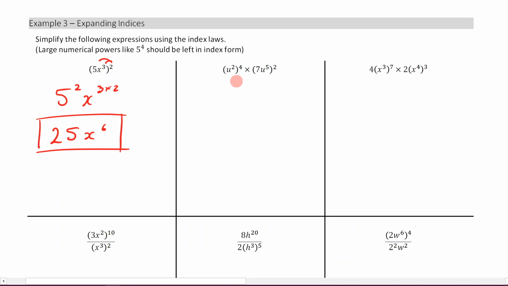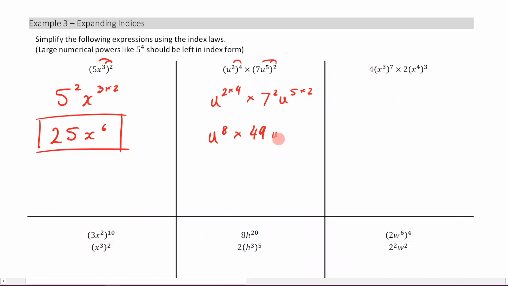We come over here. This is going to be 2 times 4. U to the 2 times 4. Then I multiply it. Here, this 7 is going to become a power of 2. So 7 to the power of 2. And then this u is going to become 5 to the power of 2. So 5 times 2. This is going to be u to the 8 times 7 to the power of 2 is 49.